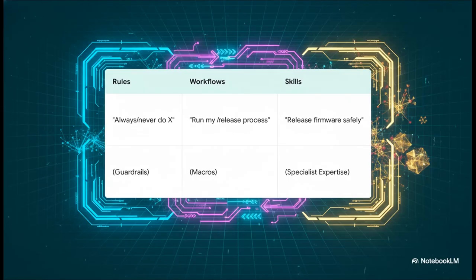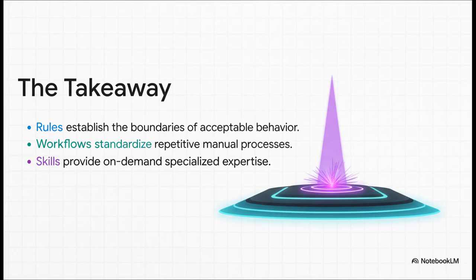And here's your cheat sheet, the simplest way to remember the difference. Rules are your always do this, never do that statements. Those are your guardrails. Workflows are your run my specific process commands. Those are your macros. And skills are the agent understanding, I need to release firmware safely. That's your specialist expertise. So let's just tie this all together.